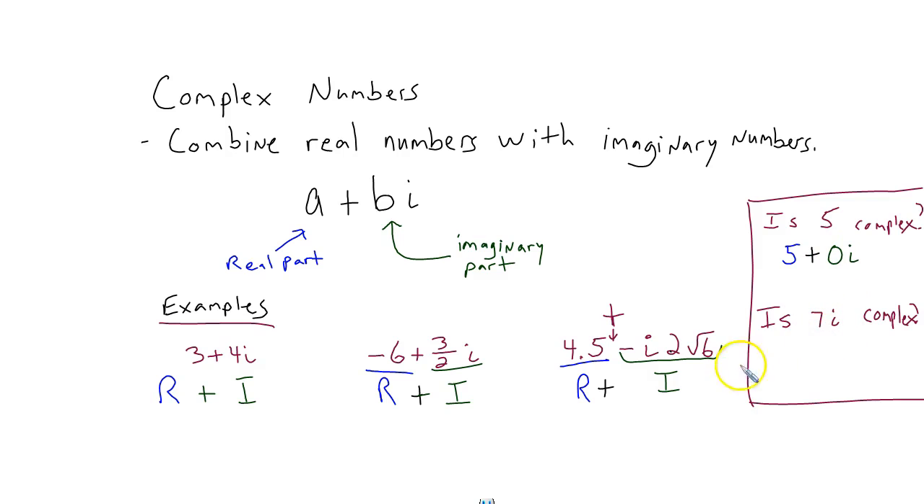So I guess you can see where I'm going with the same type of question. Is 7i complex? Well, yes, 7i is complex. 7i is the imaginary part, right? What's the real part? Well, the real part is 0. So you can have a real part that is 0 or an imaginary part that's 0 and still have a complex number. This means that almost any number we deal with is going to be a complex number.